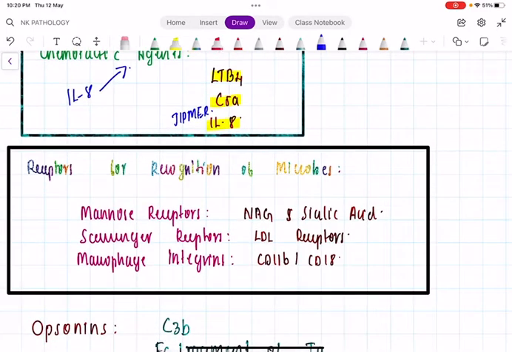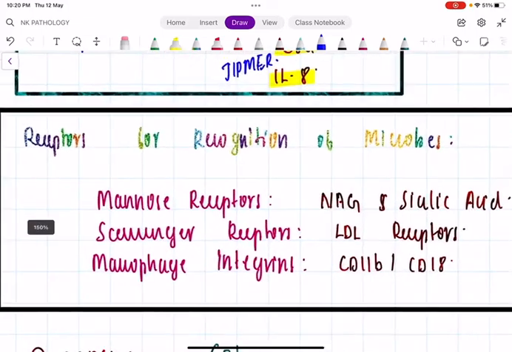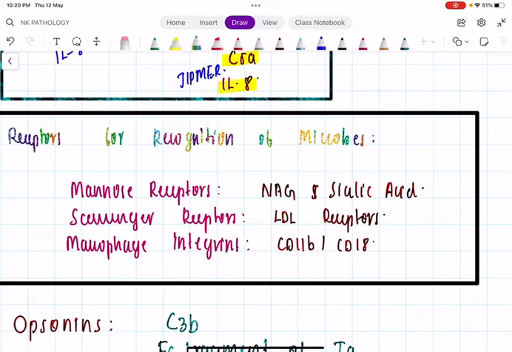Now, what are the receptors for the recognition of microbes? Before the phagocytosis process, there is a very important critical step, that is the recognition of the microbes. So, microbes have to be properly recognized by the macrophages. So, we have some recognition receptors. Number one is what we call Mannose receptors. Mannose receptors are nothing else but N-acetyl glucosamine and N-acetyl galactosamine and sialic acid receptors.